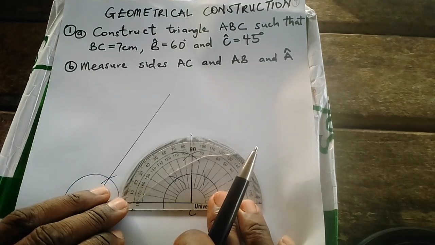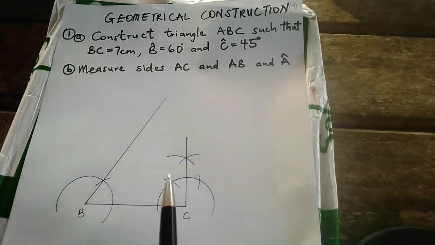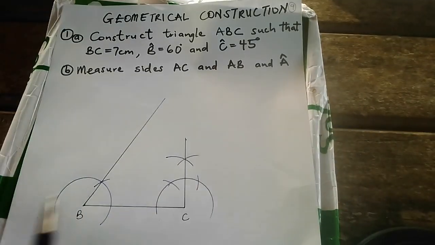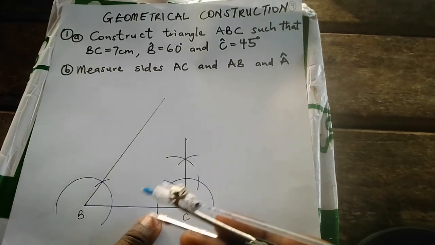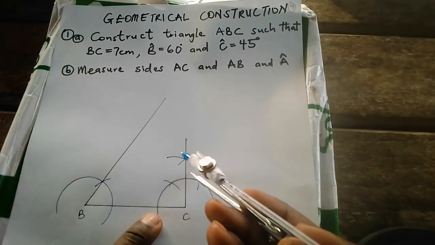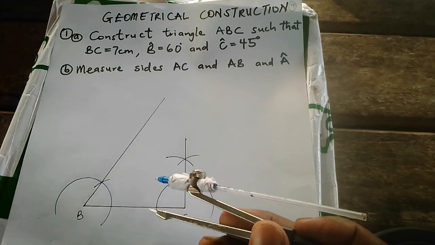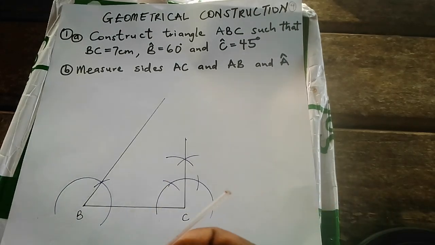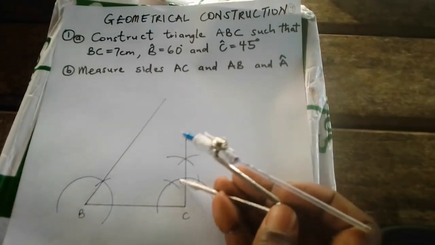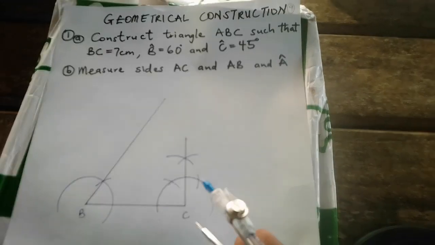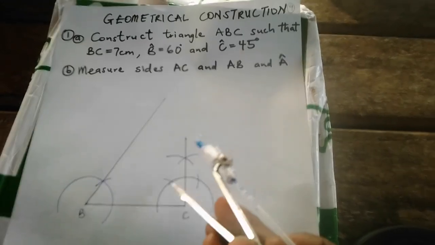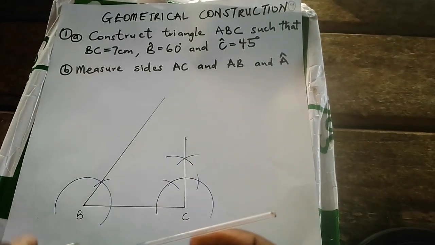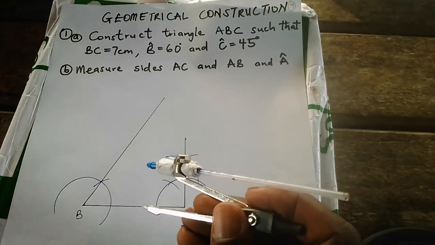Now I'm going to bisect this angle to give me angle 45 degrees. So this is 90 degrees here. This other side is also 90 degrees. But this side is the 90 degrees I needed. It is this side I'm going to bisect to give me angle 45 degrees.